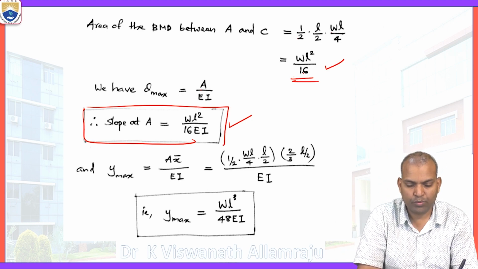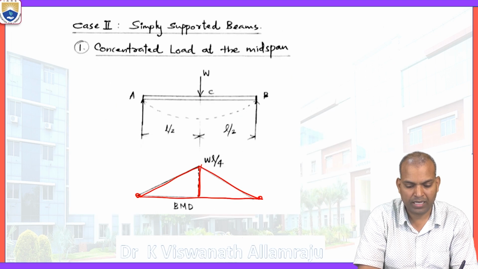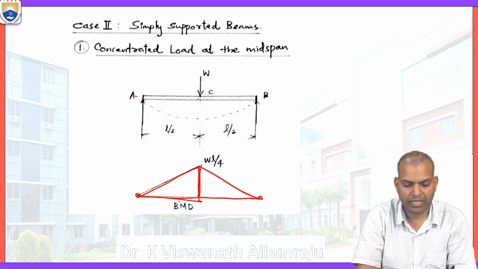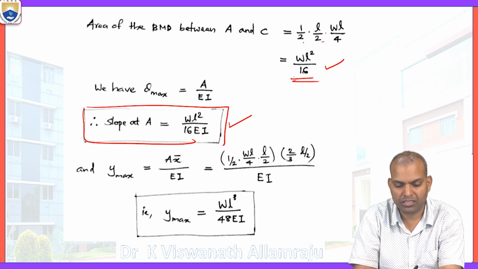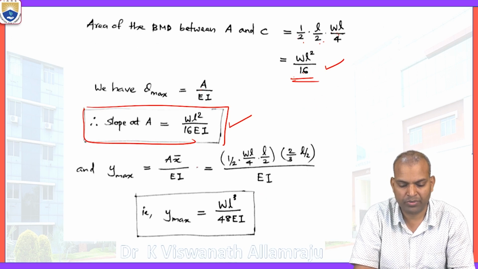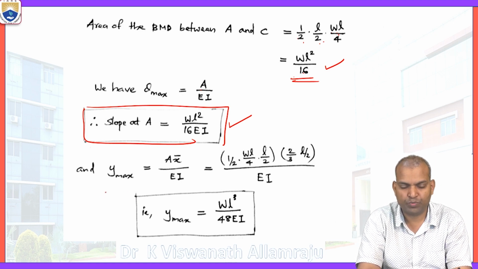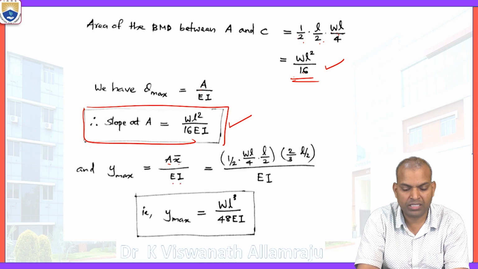So the area of the bending moment diagram, not throughout the span, between A and C we consider, that is half base into height. Here half base, that is L by 2, height WL by 4. Now Y maximum, where will be the Y maximum? At the mid span, that is A x bar by EI.